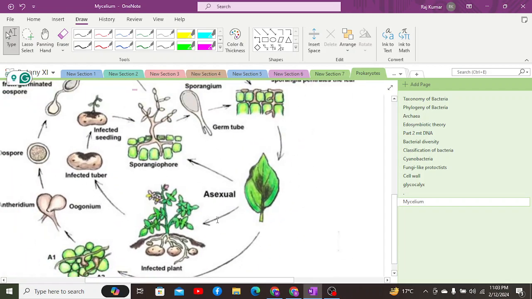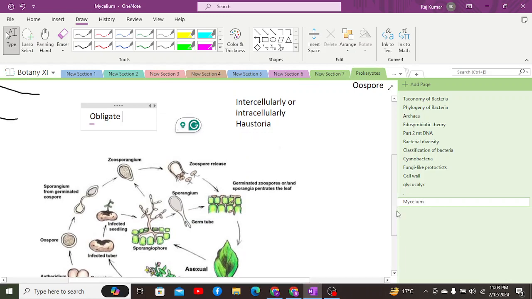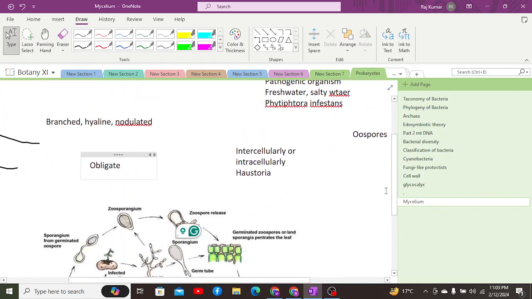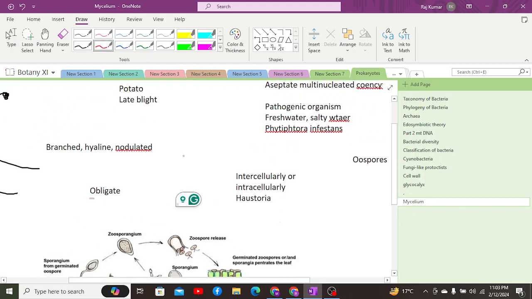And apart from that, when it comes to their attack, they attack in such a manner that when they absorb nutrients, on one hand side, they have their growth. Let me just try to draw the structure.